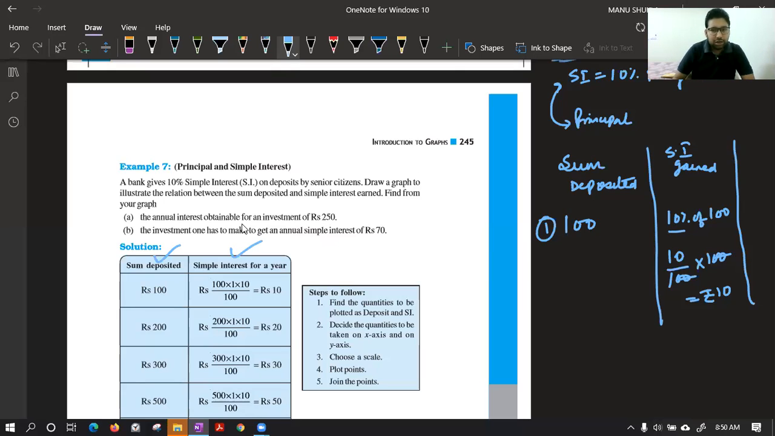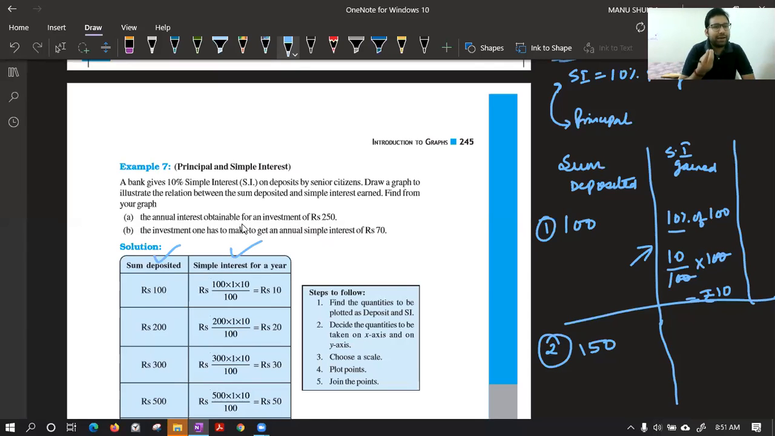So the amount is 110, but we have to find the relation between sum deposited and SI. Now suppose I deposit 150 rupees. Class, tell me how much interest I will get. If I deposit 150 rupees, I will get, very good, Vardhan, Ananya. Others please try. Because it is 10%, there is no use of calculation. We can easily find the answer in our mind because 10% is very easy for everything. It is 15 rupees.